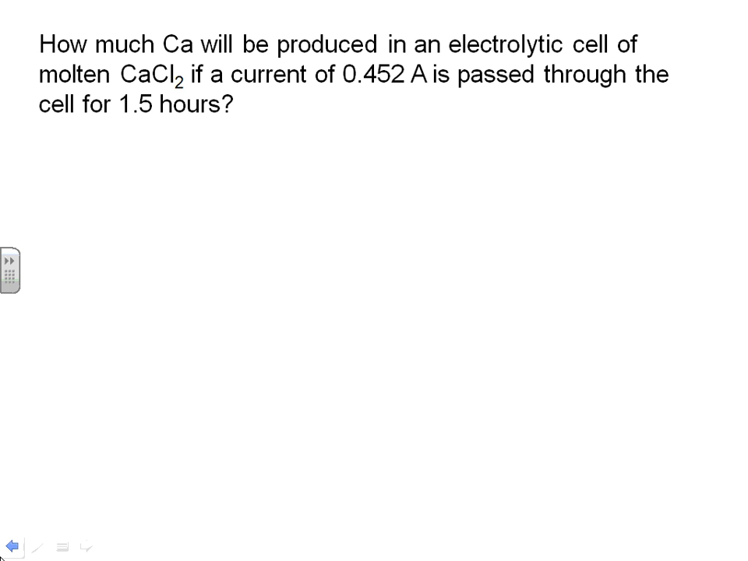So, how much calcium will be produced in an electrolytic cell of molten calcium chloride if a current of 0.452 amps is passed through the cell for 1.5 hours? So, first thing, hopefully your chemistry intuition is telling you maybe we should write a reaction. And if we're looking at what we're starting with, it says how much calcium will be produced. That means that calcium is a product. And we're making it from the molten CaCl2. So that's a reactant.